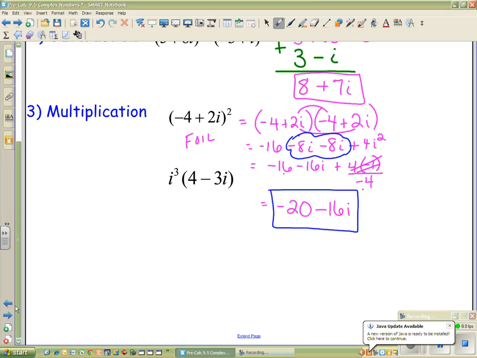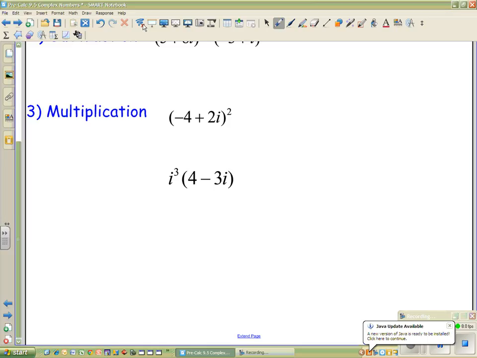The last problem here showing multiplication, distributive property. Take and distribute it through. I'm going to get 4i cubed minus 3i raised to the 4th. I can simplify out these i's. i cubed is the same thing as negative i. i to the 4th is the same thing as 1. You could look back at the chart that we did on screen number 1 if you needed some help with that.